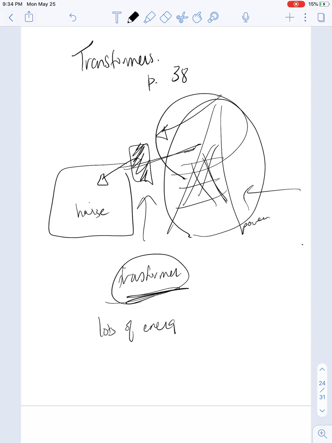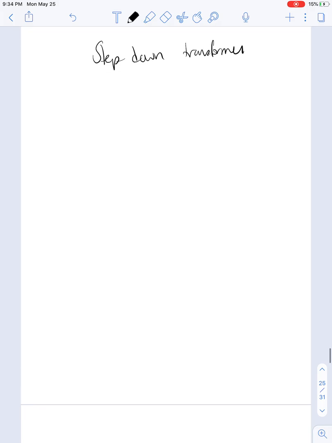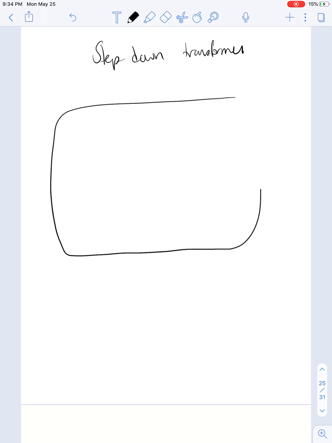So it's transforming lots of energy into less energy. And then there are transformers that do the reverse, where they transform less energy into lots of energy, and they're called step up and step down transformers. So we're going to look at that first. You need to know what a step down transformer is and a step up transformer. Okay, but first I'm going to show you what a transformer looks like.